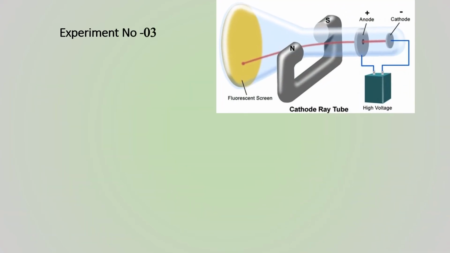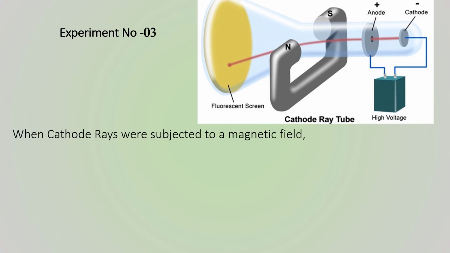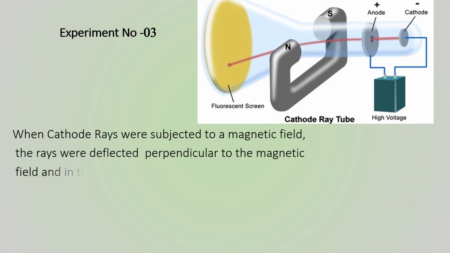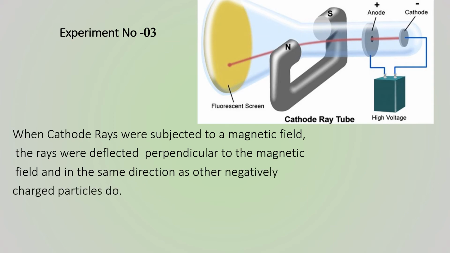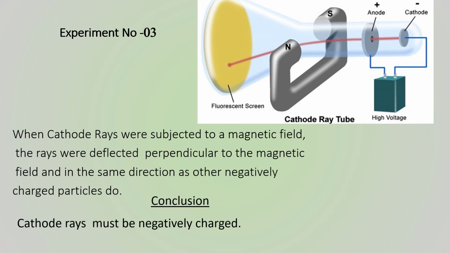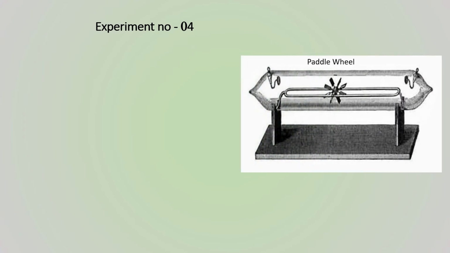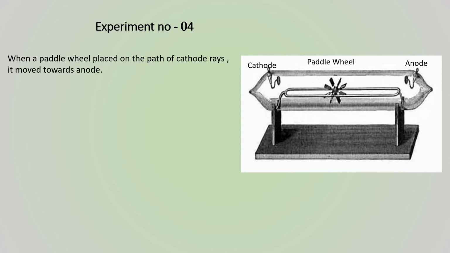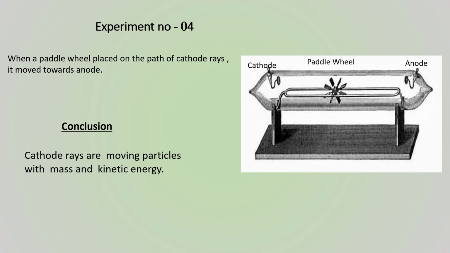Experiment number 3. When cathode rays were subjected to a magnetic field, the rays were deflected perpendicular to the magnetic field and in the same direction as negatively charged particles do. Cathode rays must be negatively charged. Experiment number 4. When a paddle wheel was placed on the path of the cathode rays, it moved towards the anode. Conclusion: cathode rays are moving particles with mass and kinetic energy.